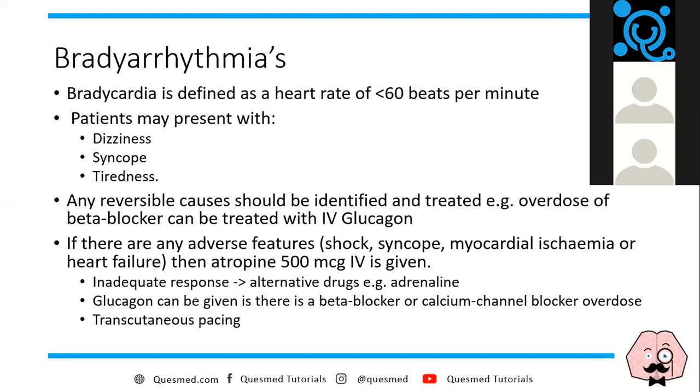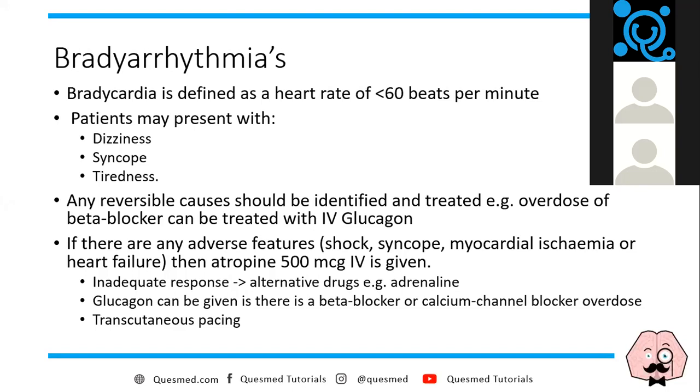And if there's an inadequate response to atropine, then you can also think about alternative drugs, such as glucagon if there's a beta blocker or calcium channel blocker overdose, or adrenaline. And if there are severe refractory cases, you can think about transcutaneous pacing as an interim measure whilst waiting for a permanent pacemaker. So these are the stages that we go through.